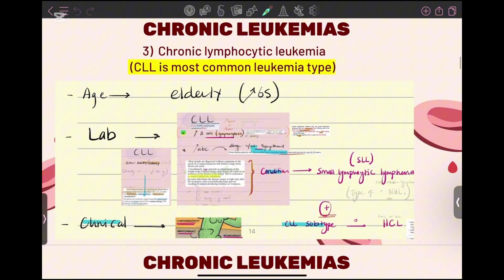Okay, now if you go to chronic, chronic CLL, it's more in the elderly. This is very important. Knowing the age groups is very important for knowing the type of leukemia. Sometimes you may not understand the entire question, but when you look at the age group, you'll know directly this is, for example, chronic CLL.